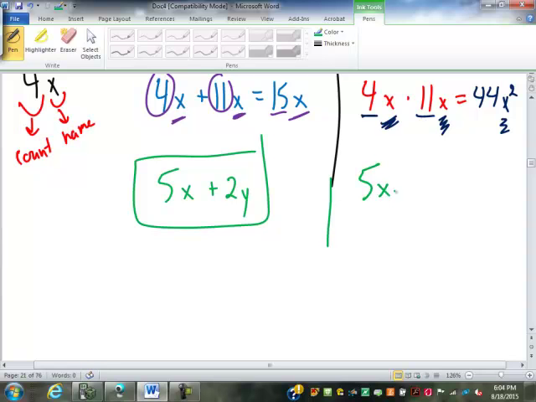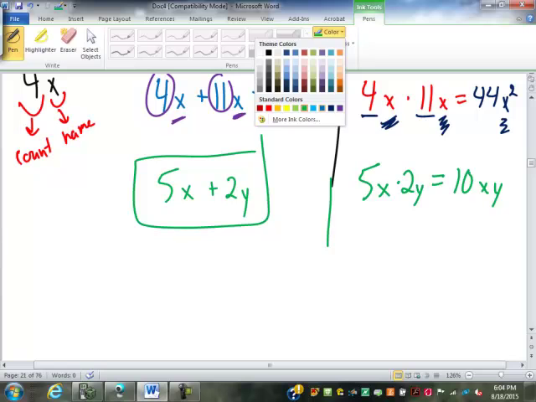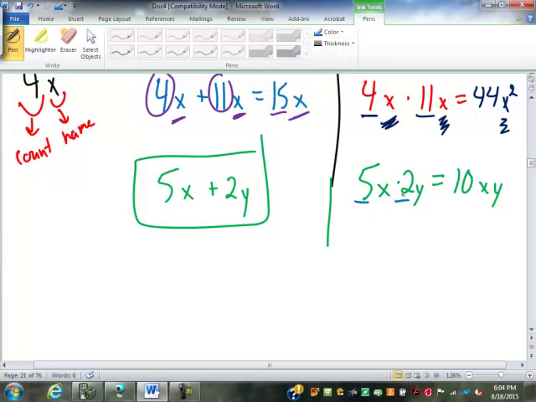However, 5x times 2y would be 10xy. Perfect. We combine the counts. 5 times 2 is 10. And just like feet times pounds became foot pounds, x times y becomes xy.